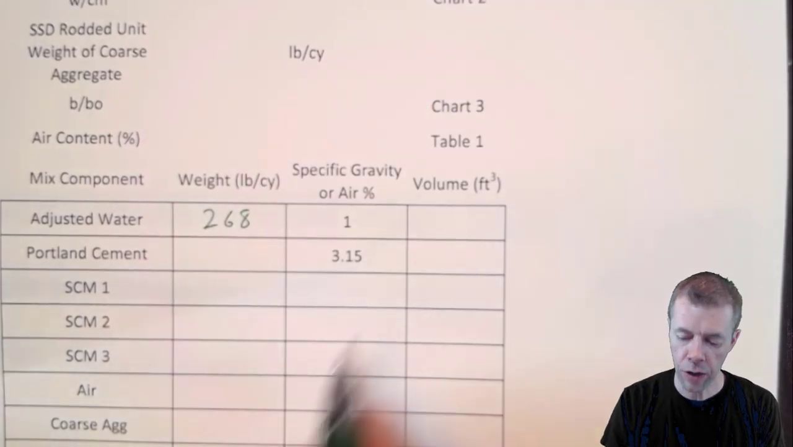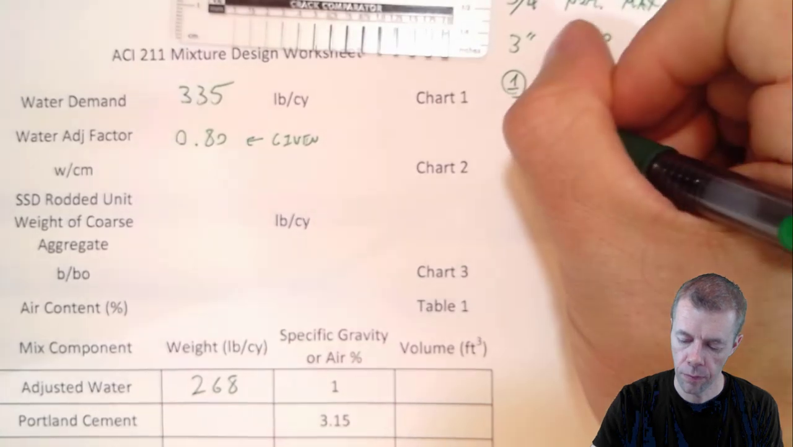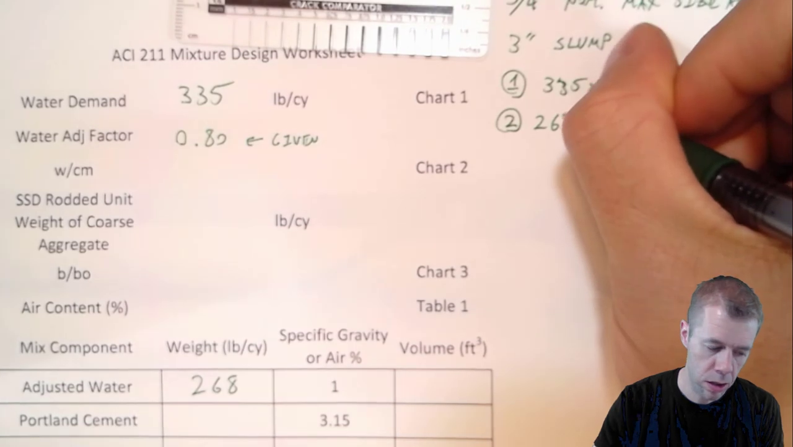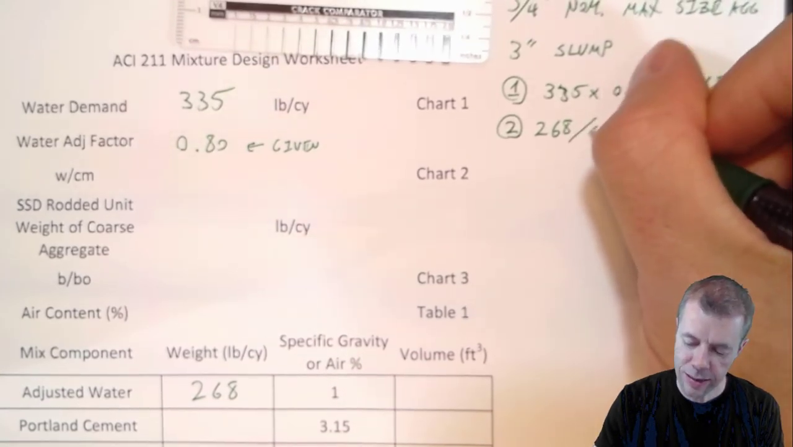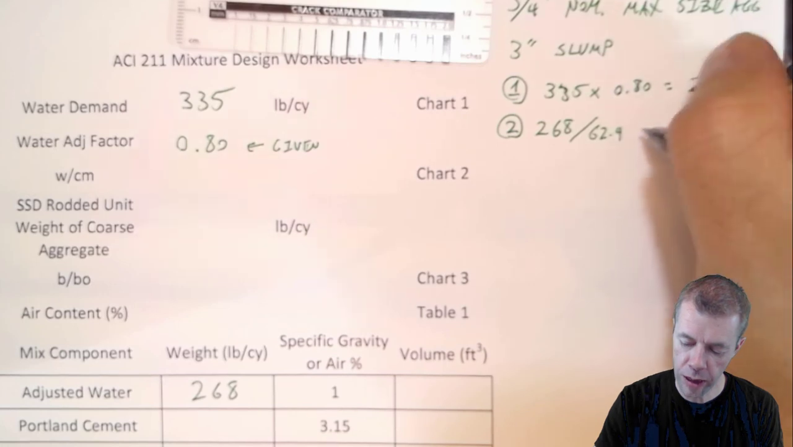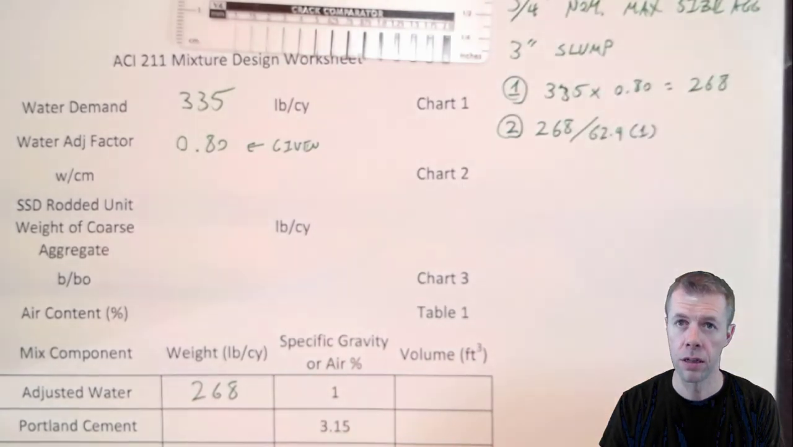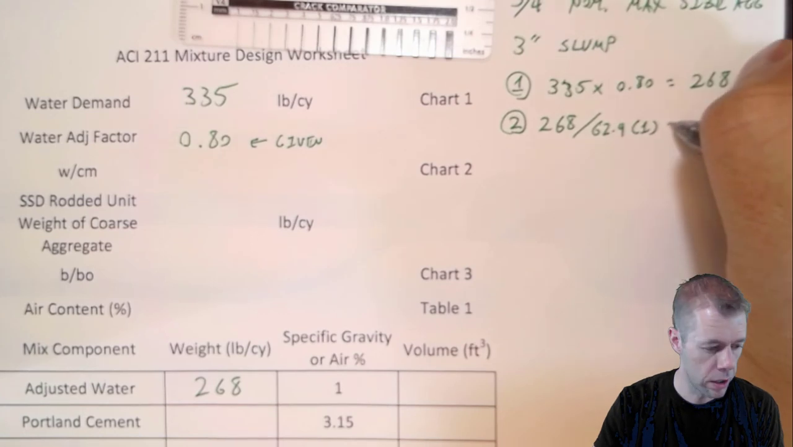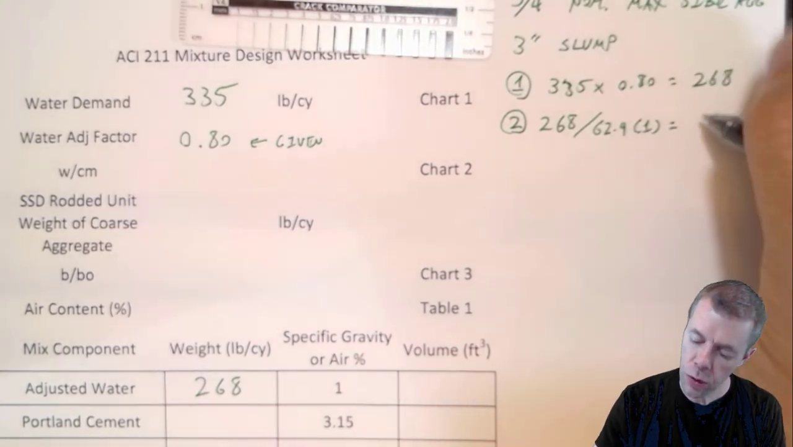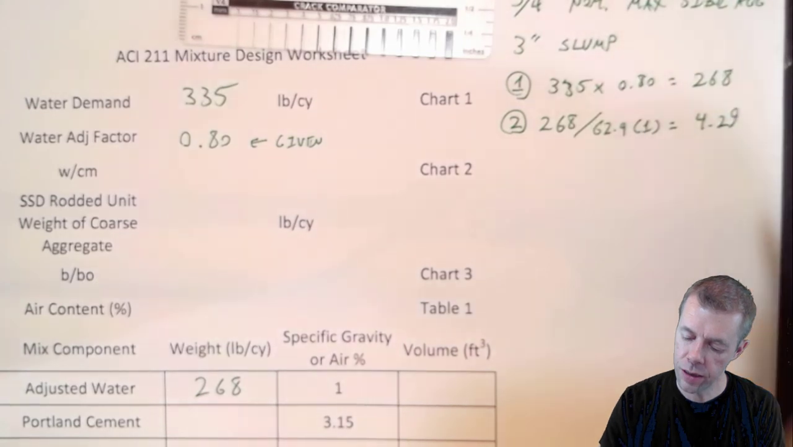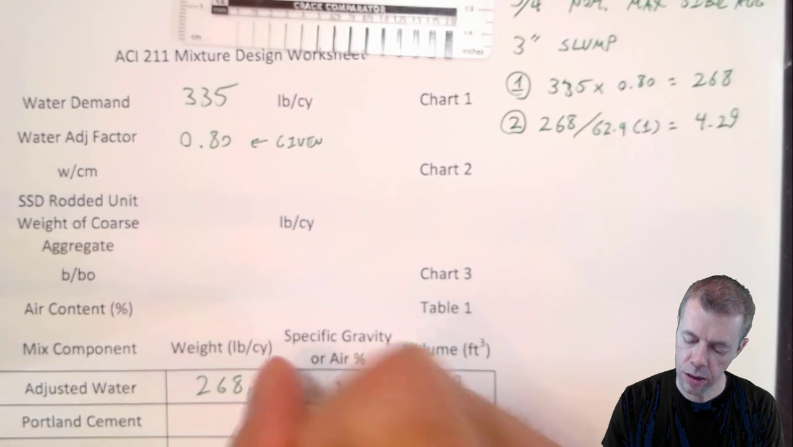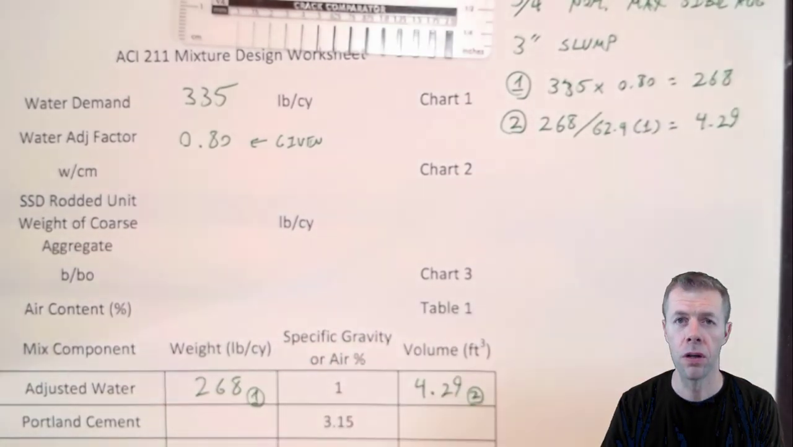And now I'm going to go ahead and calculate the volume. That's 268 pounds of water divided by 62.4 pounds per cubic foot and a specific gravity of 1. Once you do that, you get 4.29. This is calculation number 1. And this is calculation number 2.